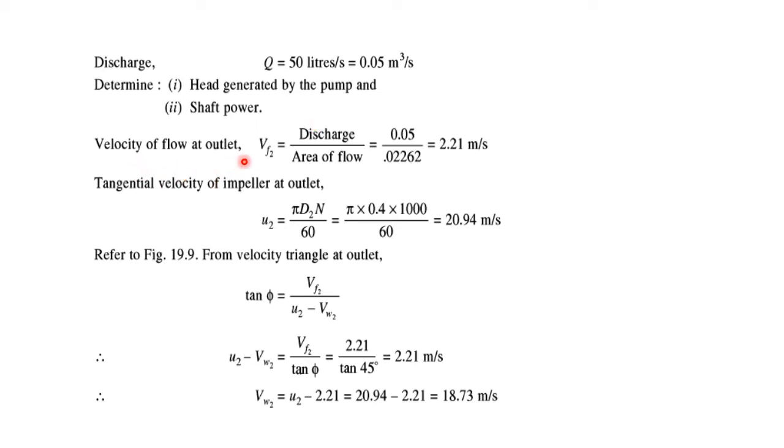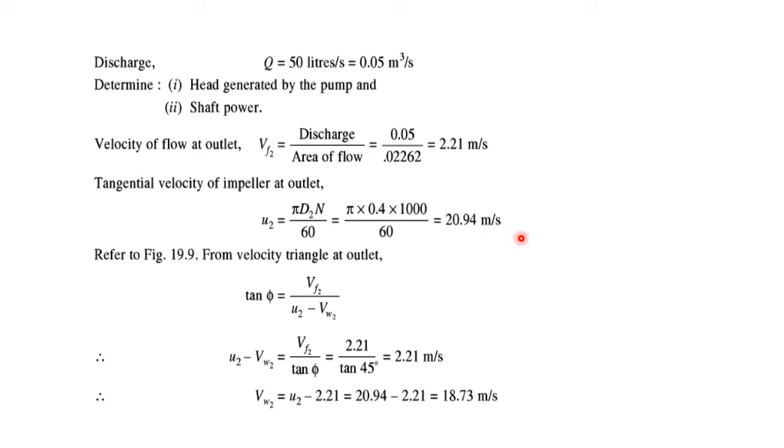So velocity of flow at outlet is equal to discharge upon area of flow. Discharge is given 0.05 and area of flow is 0.02262. So Vf2 comes 2.22 meters per second. Tangential velocity of impeller at outlet, u2, is equal to pi d2 N upon 60, equals pi multiplied by 0.4 multiplied by 1000 upon 60, that is equal to 20.94 meters per second.